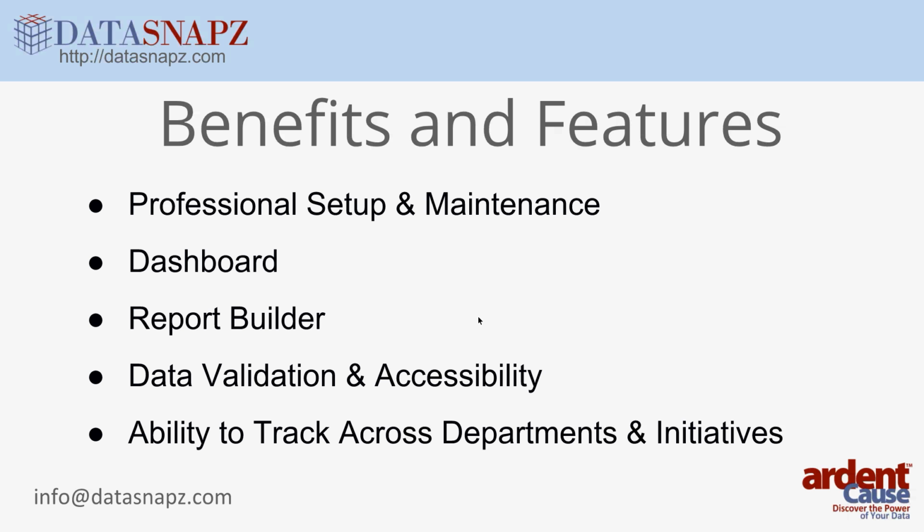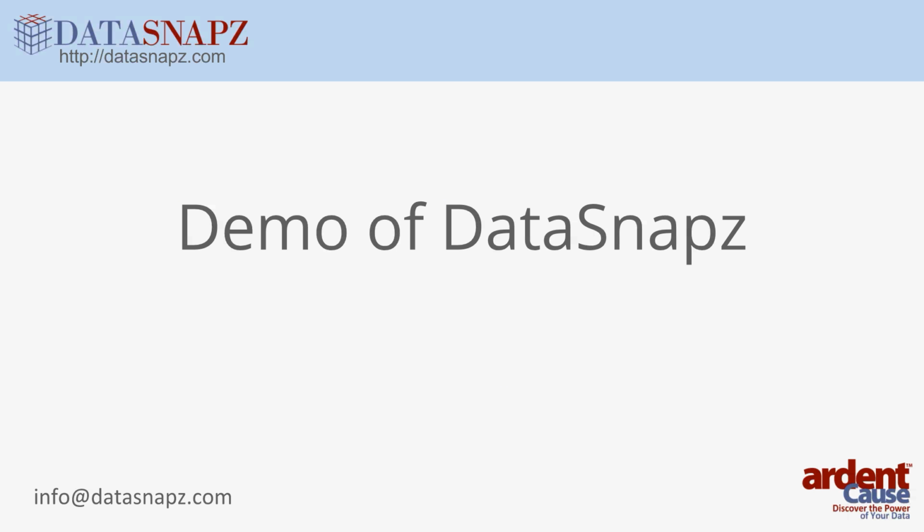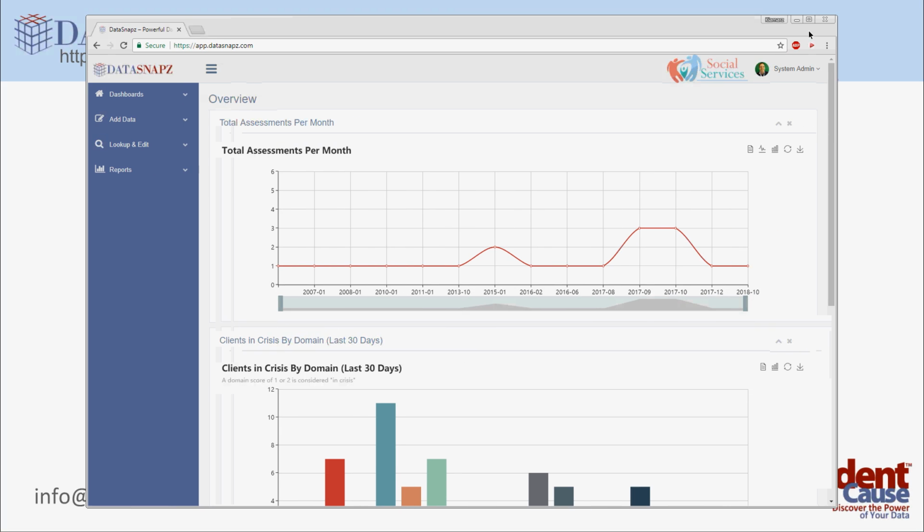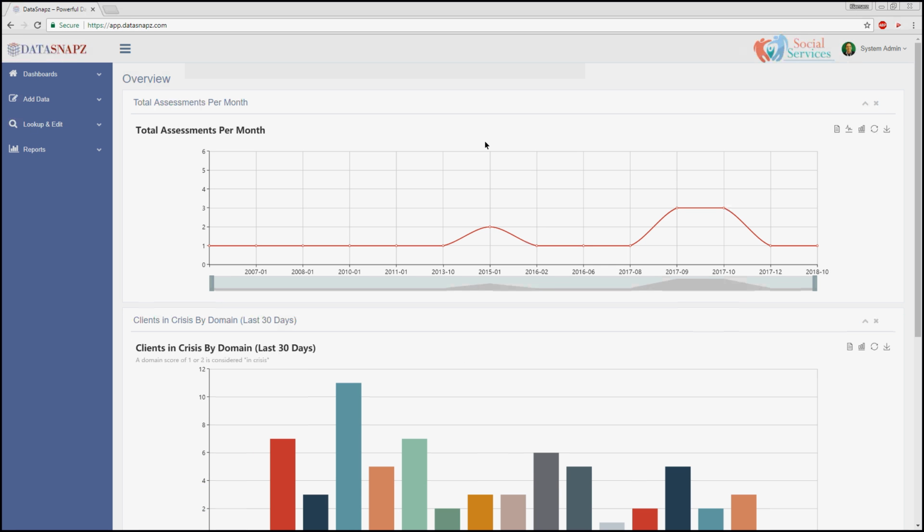And we're all about data accessibility here. Data accessibility means having access to your data from wherever you are at any time. DataSnapz is available 24/7 if you have an internet connection and a web browser. So we let you download all your data and always have the ability to extract it if you want to do anything with it in Excel, things like that.